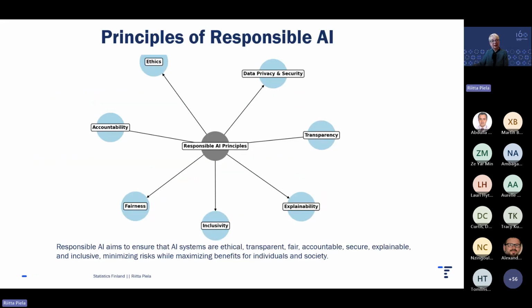And then we have the principles of responsible AI. The naming and the division of responsible AI principles is not standardized. However, the overall set of aspects they encompass has largely become an established standard. The principles I have used here are ethics, data privacy, data security, transparency, explainability, inclusivity, fairness, and accountability.